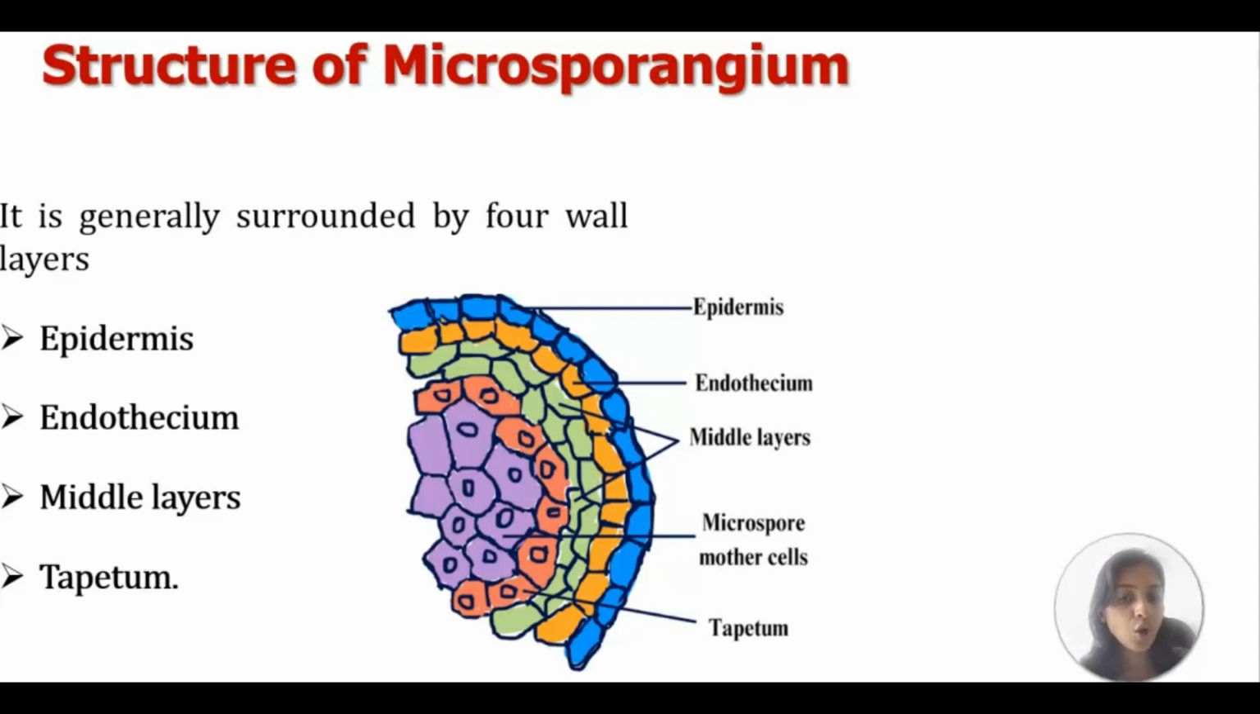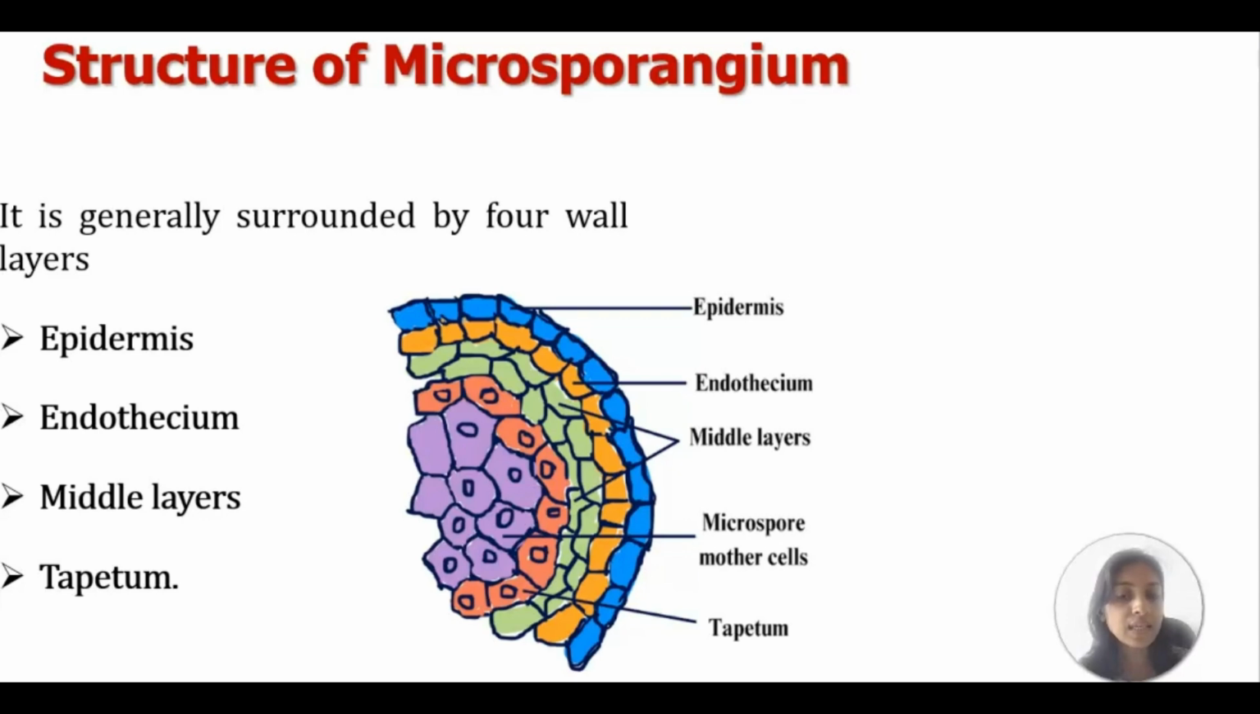Middle layers are short-lived cells. They occur in 1 to 3 layers in a microsporangium. At the time of microsporogenesis, the middle layers degenerate and disappear. By the end of the anther maturation, the middle layers have completely disappeared.